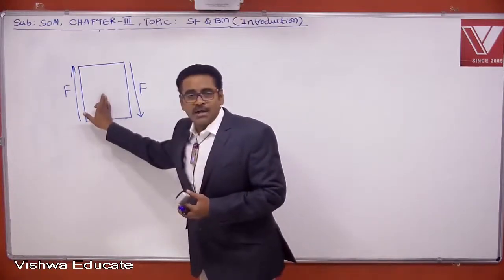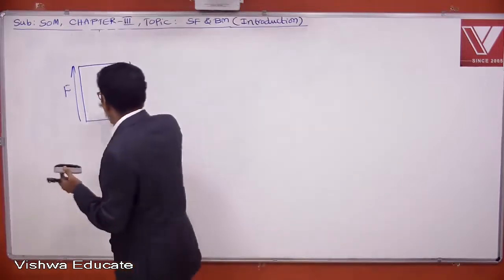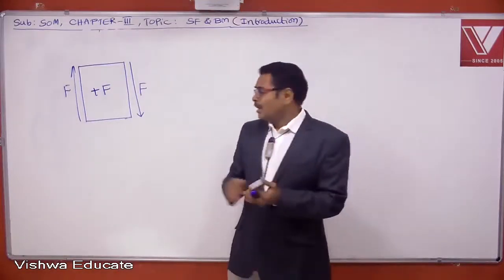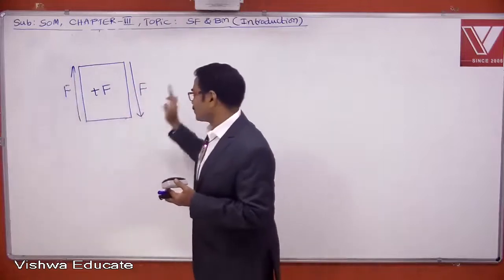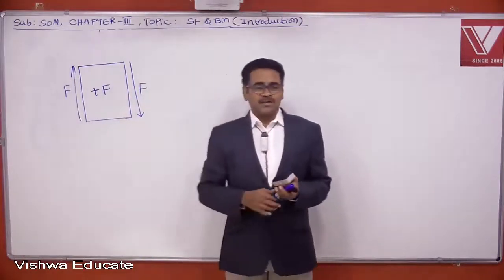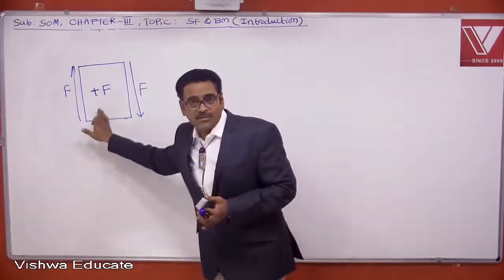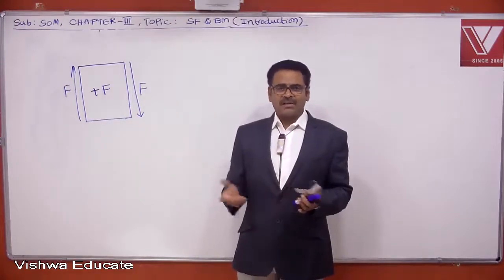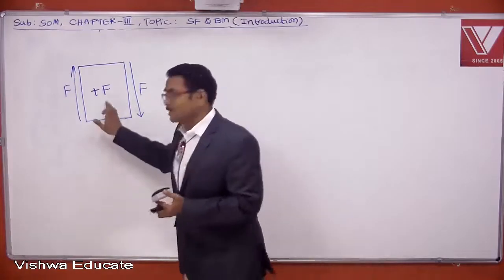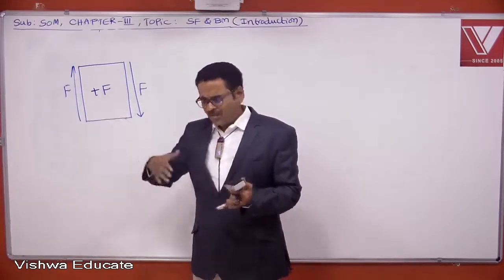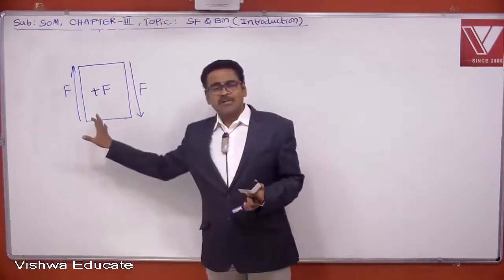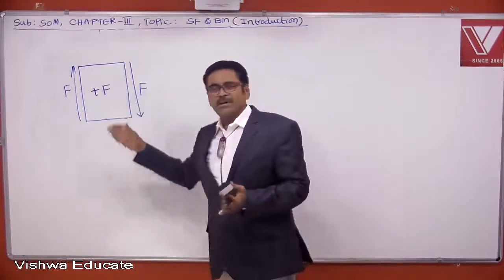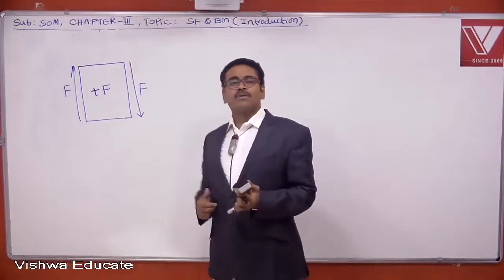If any section of the beam carries shear force like this, I assume that section carries positive shear force. At the left of the section, shear force is upward. At the right of the section, shear force is downward. If any section of the beam carries shear force like this, I treat that as positive shear force. Some others may take the reverse one. It is also okay, right? Some others may take this as negative shear, but I take this as positive shear. Both of us are correct. So we generally never worry about shear force. Shear force may be positive or negative. It doesn't make any difference to the ultimate effect on the beam.